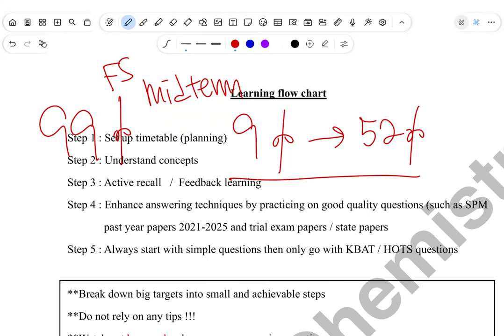A is not everything. It's really about making progress. As long as you are making progress, as long as you are better than yesterday, better than last week, better than last month. As long as you are making some small progress, that's good enough.